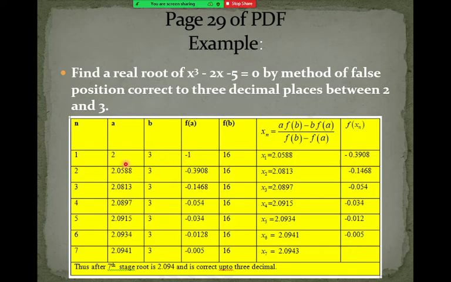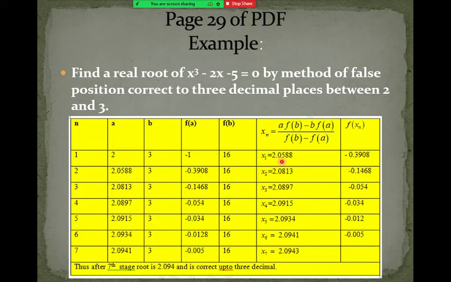So now how is f of a equal to -1? Replace x by 2 here. 2 cube is 8, 8 minus 4 minus 5, so 8 minus 9, that is -1. You have to do this calculation on the calculator and put these values here. Now here is the formula for x1: a into f of b minus b into f of a, divided by f of b minus f of a, and you will get this value, 2.0588.